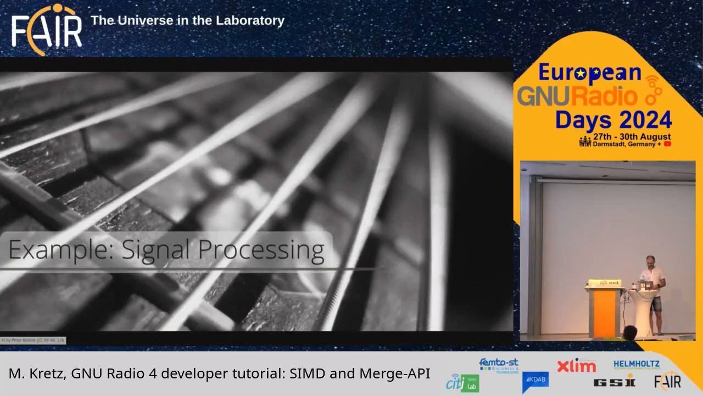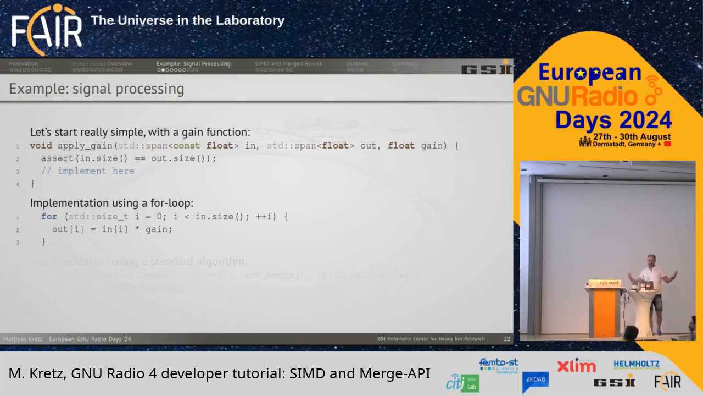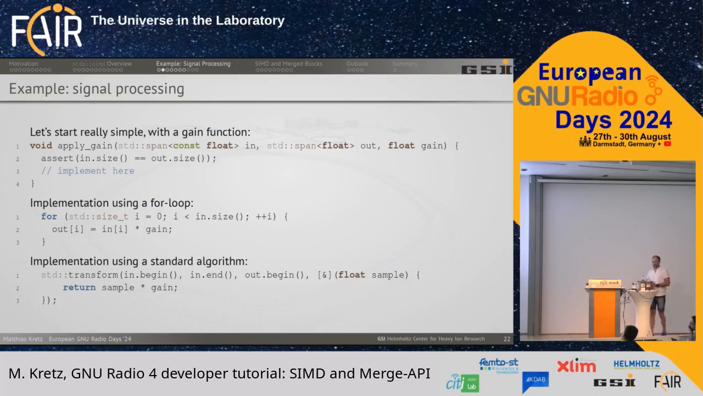Okay, let's do some signal processing. You all know signal processing, so we can go fast here, right? This is very similar to a process bulk function. We're getting in a span, we want to put out through a span, and I'm just implementing a gain here. From now on, we're going to assume the precondition that the sizes are equal. And there's this simple implementation using a for loop, seen it all the time. We can also do this using a standard algorithm.